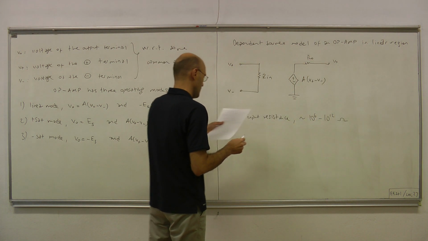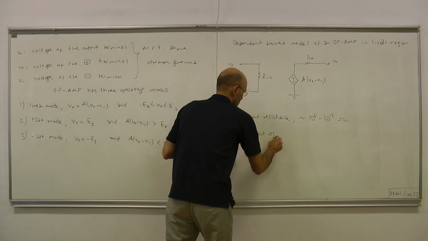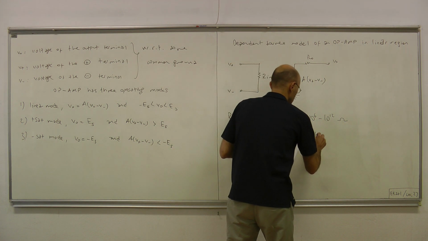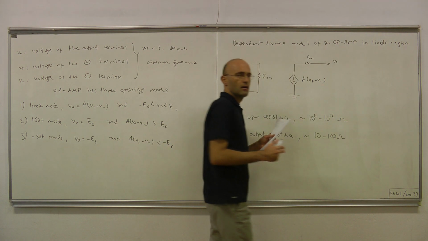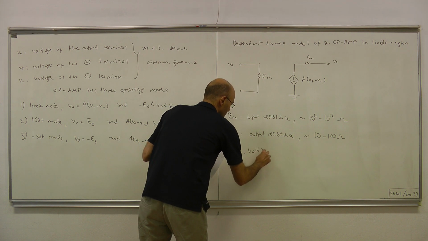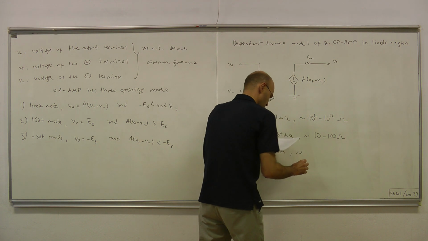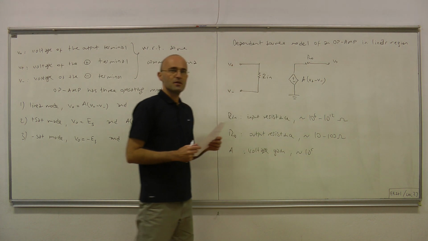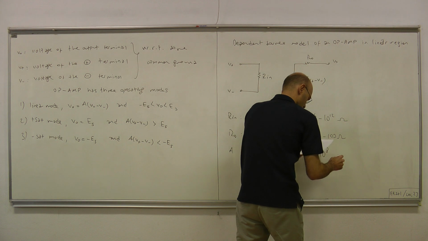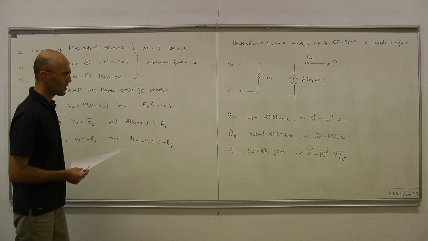Okay, in that range. R_out is called output resistance, and it's in the range 10 to 100 ohms. And A is the voltage gain. It's in the range 100,000 to 100 million. Okay, volt per volt. It's a unitless parameter.